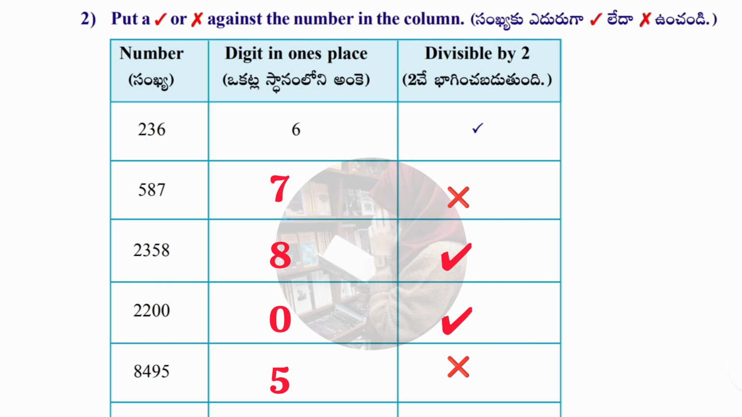Next number is 8495. The last digit is 5, which is in the ones place. That's why I write down 5. And this number is an odd number, that's why it is not divisible by 2. That's why I put a cross mark.